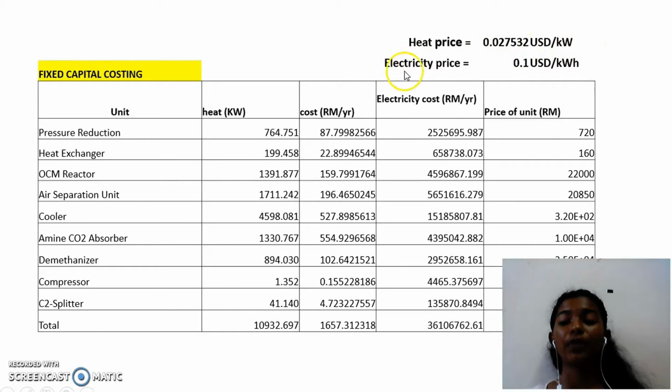And over here we have the electricity price in USD. So we converted the USD to Ringgit Malaysia because that is the currency we are using in Malaysia. In order to convert USD to Ringgit Malaysia, we multiply it with 4.17, which is the current currency rate.